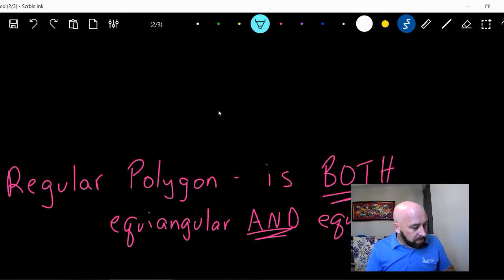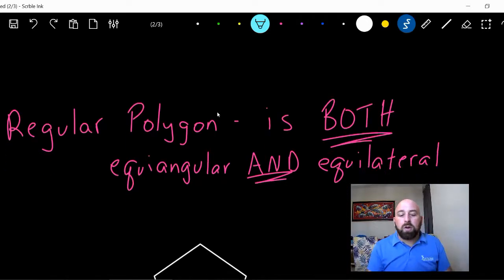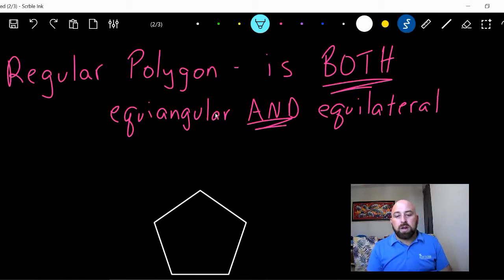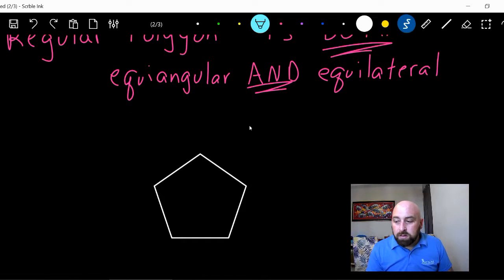All right, I think that's about everything from page number 23. If you'll turn over to page number 24, we'll talk about regular polygons. This is interesting. A regular polygon is both equiangular and equilateral. So let's take a look at this.